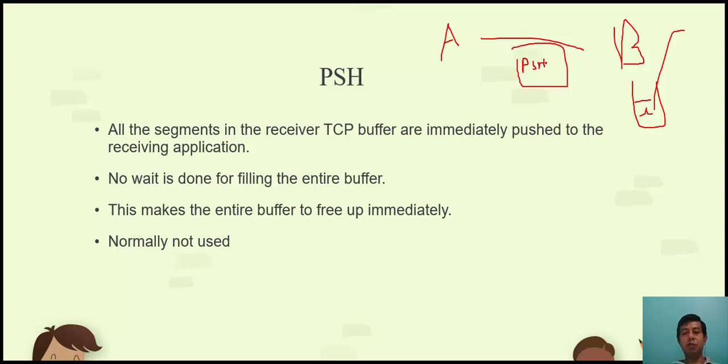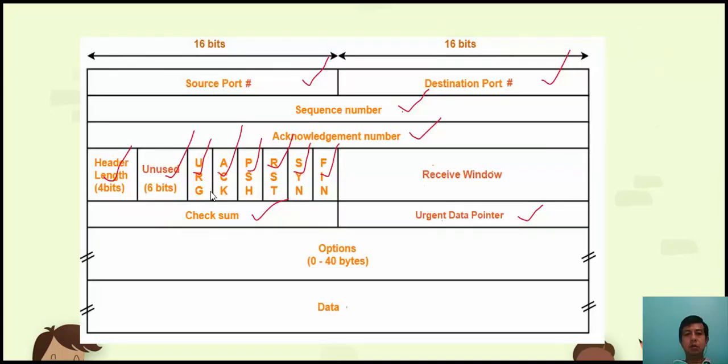Now again, it's normally not preferred that any side uses this particular PSH flag, because this creates problems with the operating system. So in actual practical TCP, you will rarely find a case where this particular flag is used. Okay? So the PSH flag, like the URG flag, is again used very rarely, in rare circumstances.